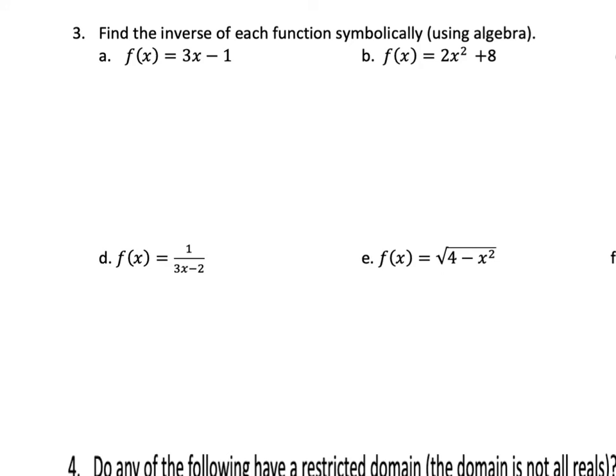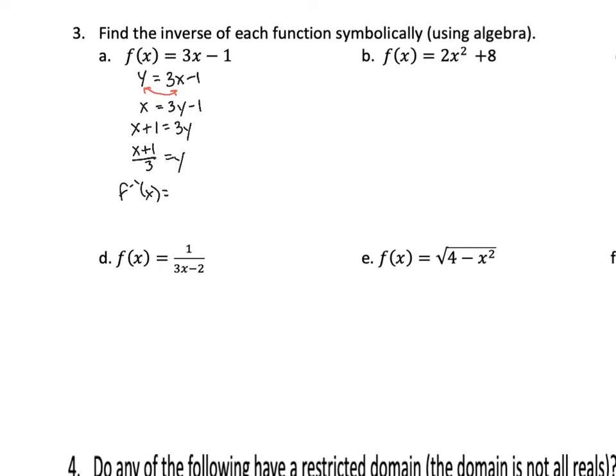So for problem A, again, first step, we're going to replace f of x with y. Second step, we're going to switch our x and our y values. So we have x is equal to 3y minus 1. Then we're going to solve to get y by itself. So we're going to add 1 to both sides. We're going to divide both sides by 3. And then lastly, we're going to replace y with f inverse of x.